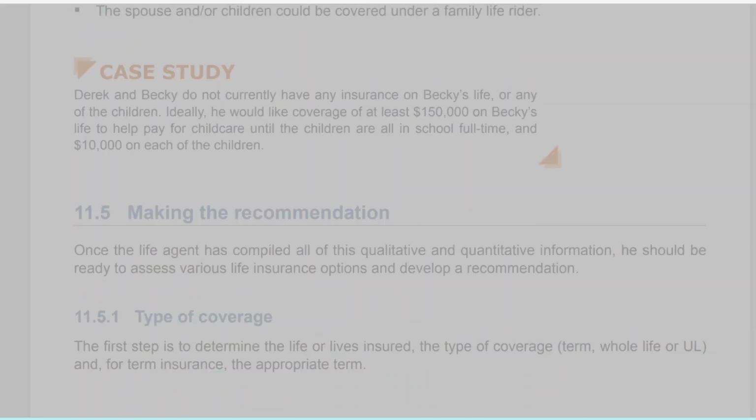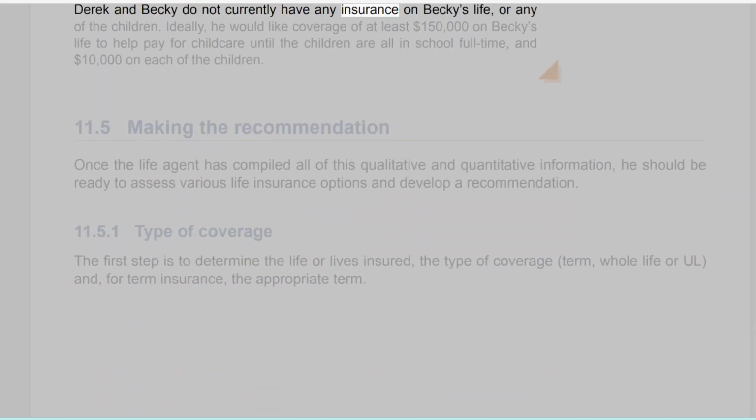Case study. Derek and Becky do not currently have any insurance on Becky's life, or any of the children. Ideally, he would like coverage of at least $150,000 on Becky's life to help pay for childcare until the children are all in school full-time, and $10,000 on each of the children.